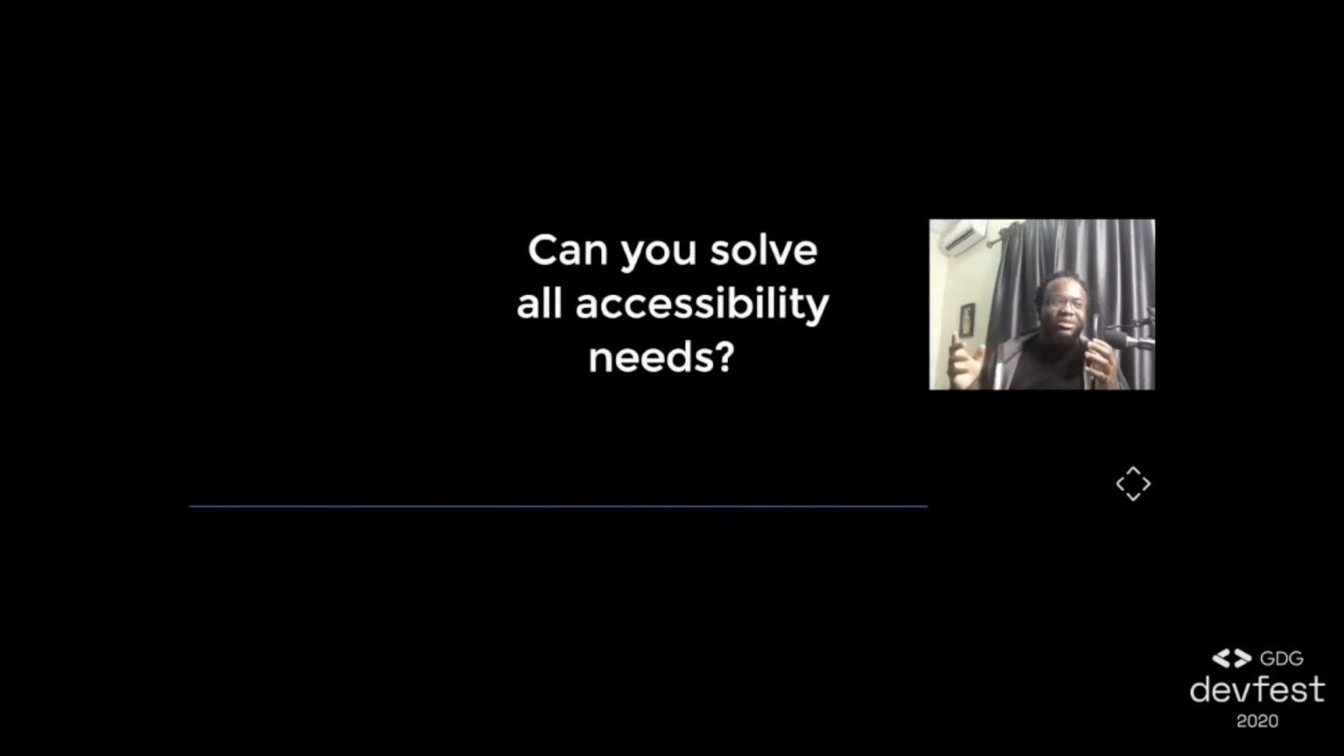Can you solve all accessibility problems with the conventions or with your product? No, no one can. But with the right amount of empathy, you can solve the problems particular to your own products and get it right.